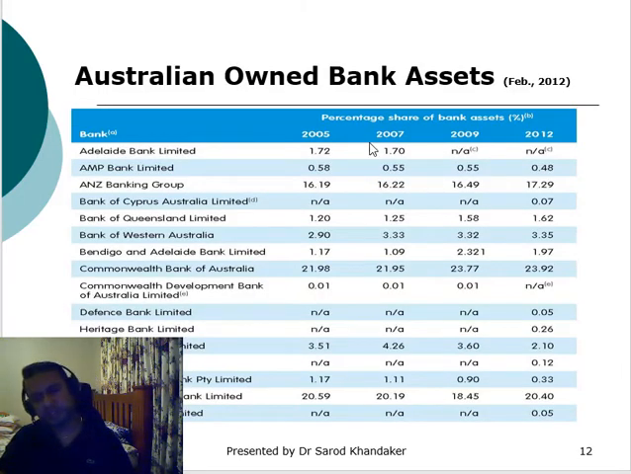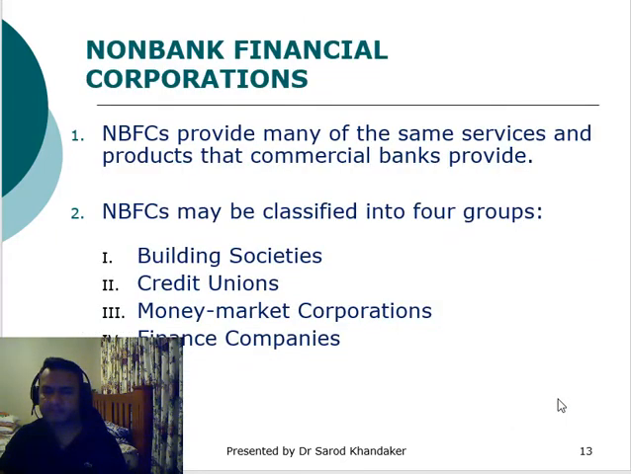If you look at this slide, it's about Australian-owned banks and their asset size. You can see the Commonwealth Bank of Australia's total asset size is about 23.92% of the total banks in Australia. ANZ Bank's total asset size is about 17.29% of all banking sectors in Australia, and National Australia Bank's asset size is about 20.4% of all Australian banks.